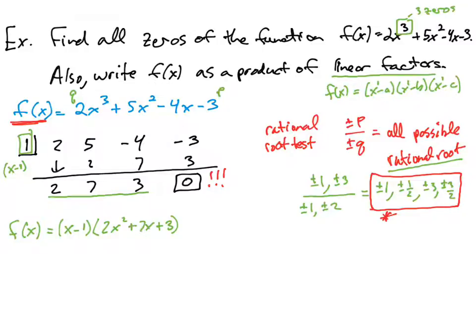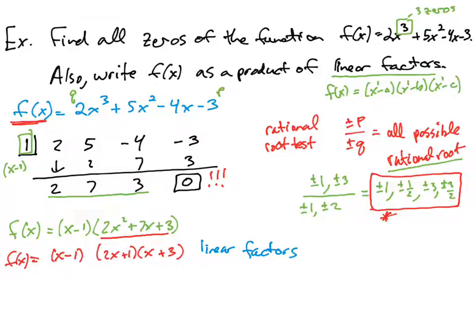Now, as mentioned, this is quadratic, so we know what to do with that. We can try to factor, or we can use the formula. And this one factors to 2x and x, plus 3, plus 1. So x minus 1 and those are the linear factors of this function. So we wrote this as a product of linear factors. And then the zeros are going to be 1, -1/2, -3.